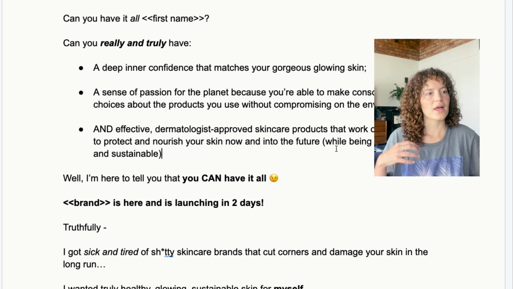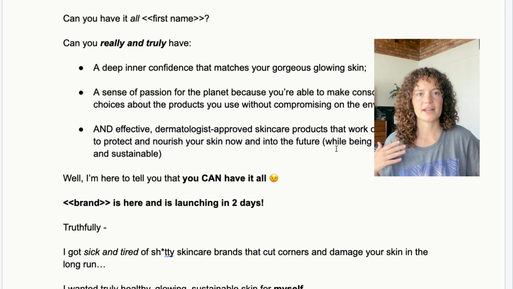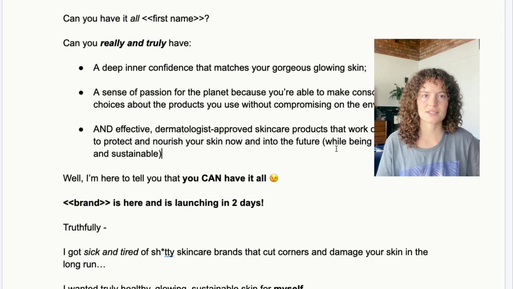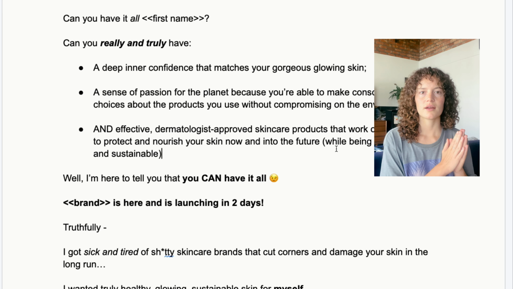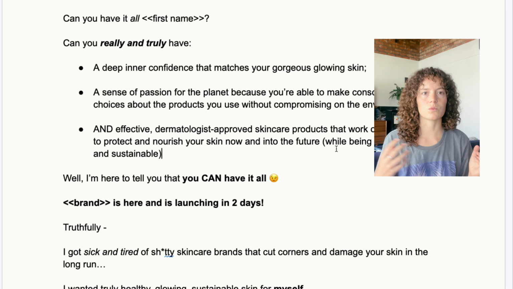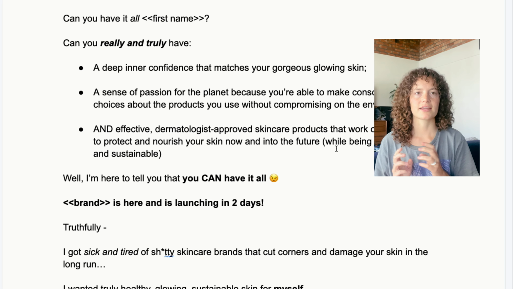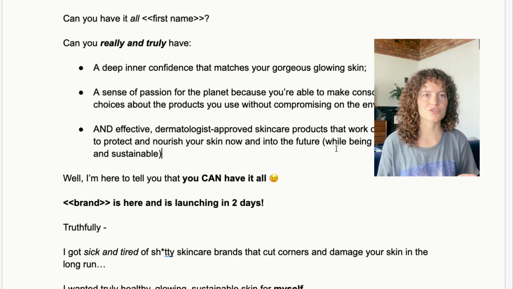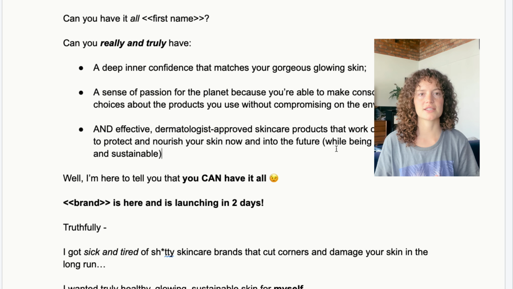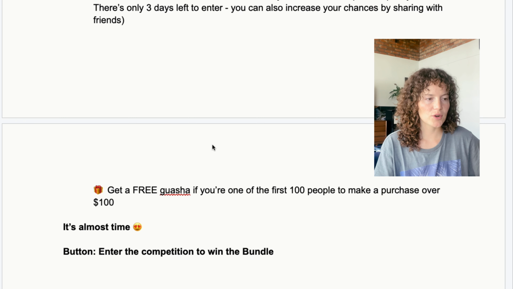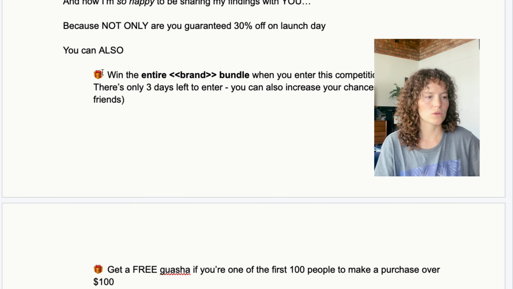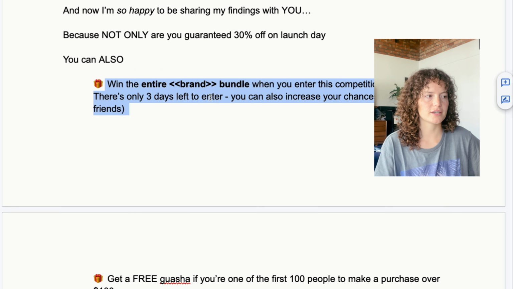So I've pulled these transformations because I've really taken the time to understand my customer, their pain points, their desires, what matters to them. So I've come up with these transformations based on things that really matter to the customer. This is why having a customer avatar, getting that CPSST framework in place is really important. It just helps you speed up your copywriting and come up with ideas that really resonate with your customer. Then we've got, "Well, here I am to tell you that you can have it all," and then a clear call to action with our promotional offer again.